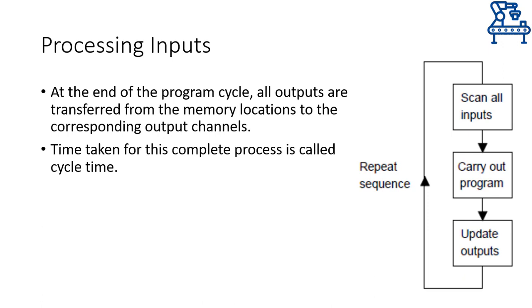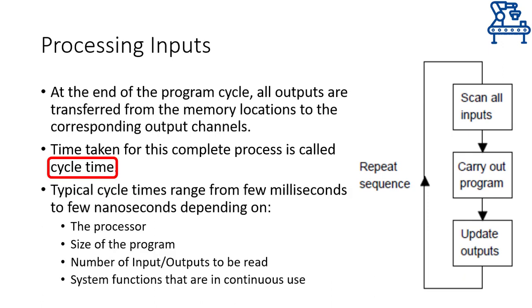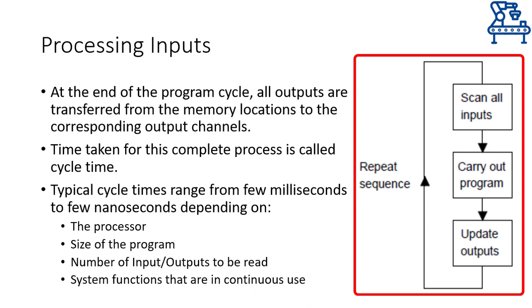The total time required to complete this cycle is called the cycle time, which can vary from a few milliseconds to a few nanoseconds depending on the frequency of the clock of the processor, the size of the program, the number of input and output devices to be read and updated, and various other system functions that are running in the background continuously. This cycle is shown as a flow graph over here as well. So a PLC will be continuously executing this cycle for as long as it is in the run mode.